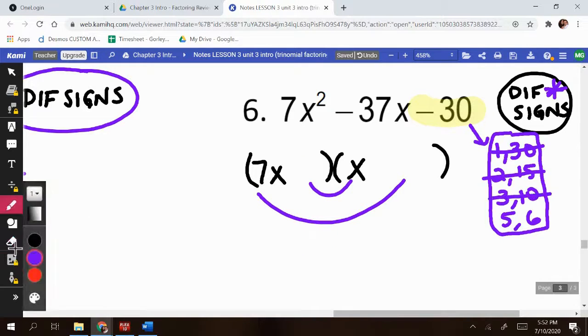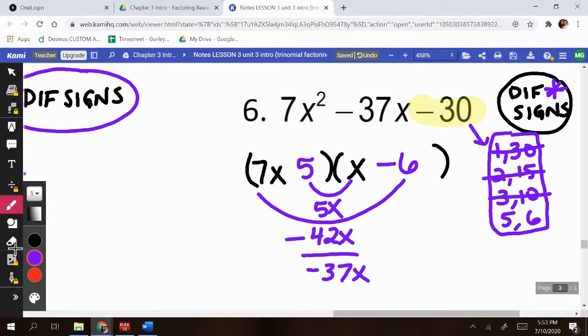Throw that out. So hopefully 5 and 6 works. What's 7 times 6? That's going to be 42x. And then we have 5x as my inners. If I make this negative and I sum that together, I would get negative 37x. So that looks good. So 7x times negative 6 would give me negative 42 for my outers, and positive 5 times x would give me a positive 5x for my inners. There we go, that's my answer. So you can see that one took a little bit more time just because it was the last thing that we tried.